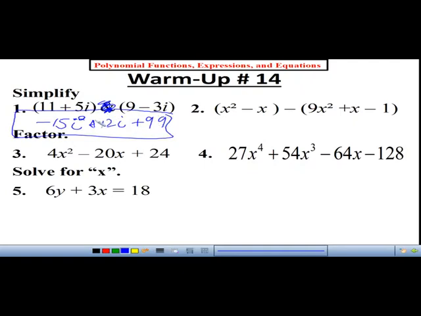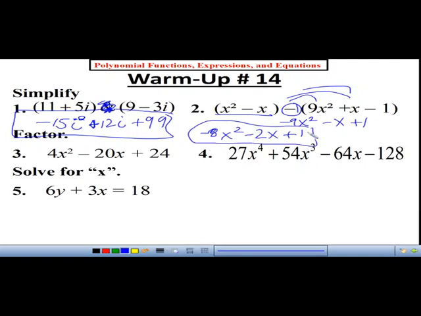Okay. Number 2, be careful because this was subtraction. It was not multiplication. So you needed to distribute this negative 1 in here, which gave us negative 9x squared, negative x, and positive 1. Combined with this, that should have given us negative 8x squared minus 2x plus 1. Hands, have you got that?